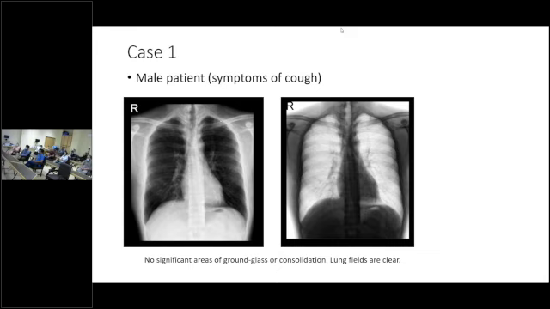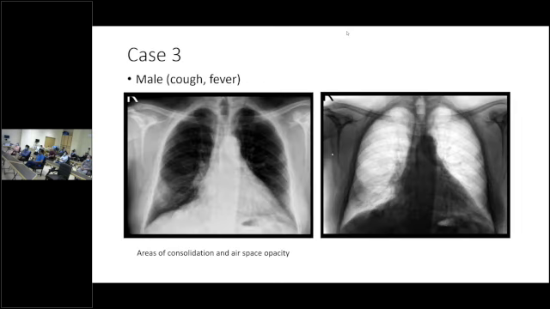Yeah, so case 1 is a male patient who just presented with a cough, no other symptoms. He had this chest X-ray, which looked clear. There was no consolidation or ground glass opacities, but his test was COVID positive, although his X-ray was normal, and he has symptoms of cough.